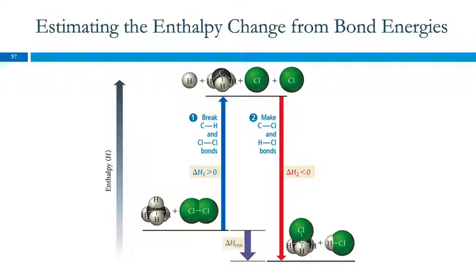We can draw a Born-Haber cycle type picture for this. Here we're looking at methane reacting with chlorine. So we have CH4 plus Cl2 making CH3Cl plus HCl. That's the equation, the reaction. So in order for these two molecules to react, we have to break one of these carbon-hydrogen bonds. And so that's going to require us to put some energy in. We're also going to have to break this chlorine-chlorine bond.